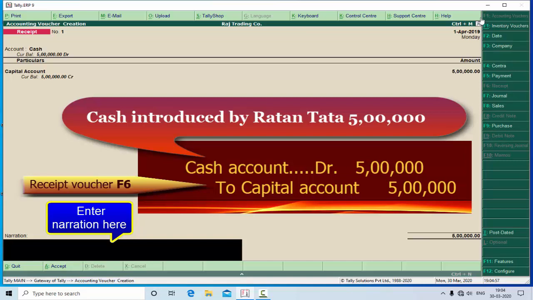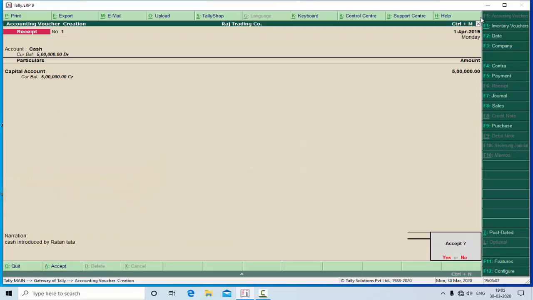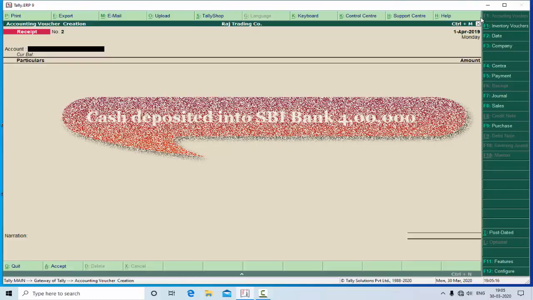So we will enter "cash introduced by Ratan Tata." You can enter the information in the narration about what has happened in this receipt entry. So I think you understand how to record the entry in this voucher.